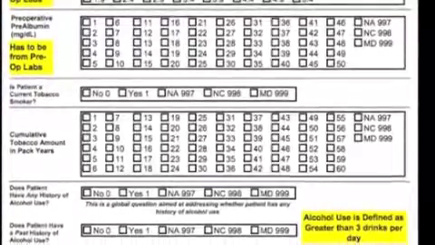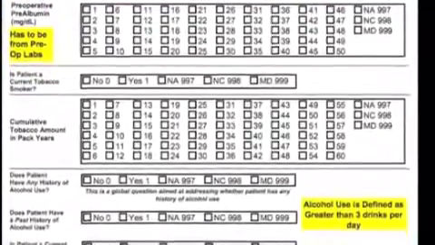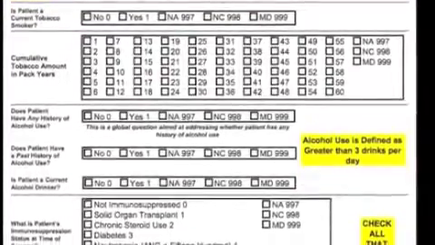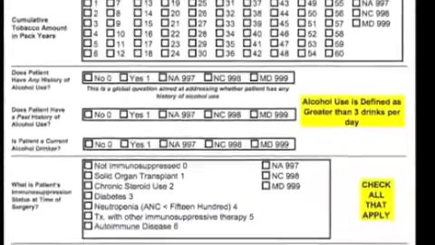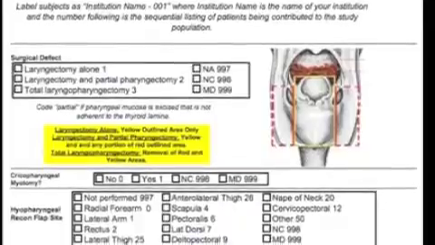Please record whether or not each patient has a history of alcohol use. Alcohol use is defined as greater than or equal to 3 drinks per day. Please record whether it is past or present alcohol use, and remember that a current alcohol user will also have a past history of alcohol use as well. Finally, at the bottom of page 3, please record each patient's immunosuppression status at the time of hypopharyngeal reconstruction.